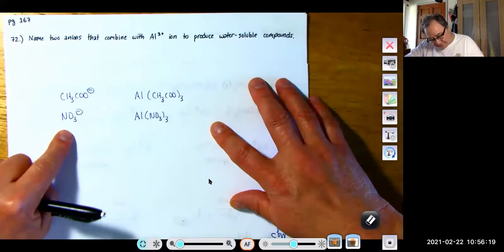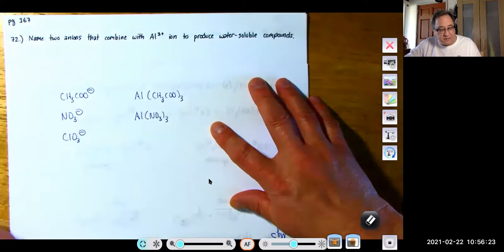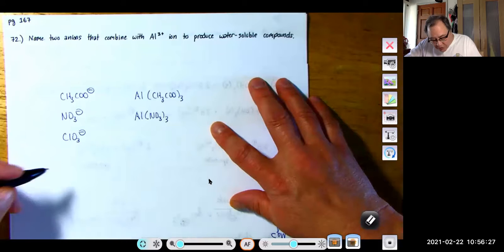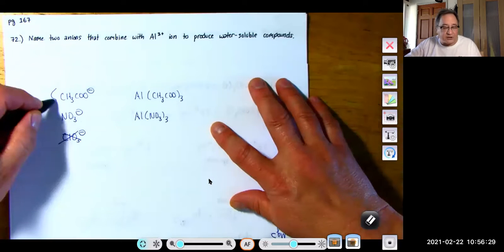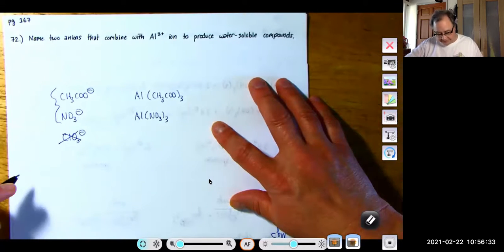Are there other soluble anions? Sure, like chlorate and perchlorate are pretty soluble, but these are the 2 you really should memorize as being always soluble anions. So these are the go-tos.